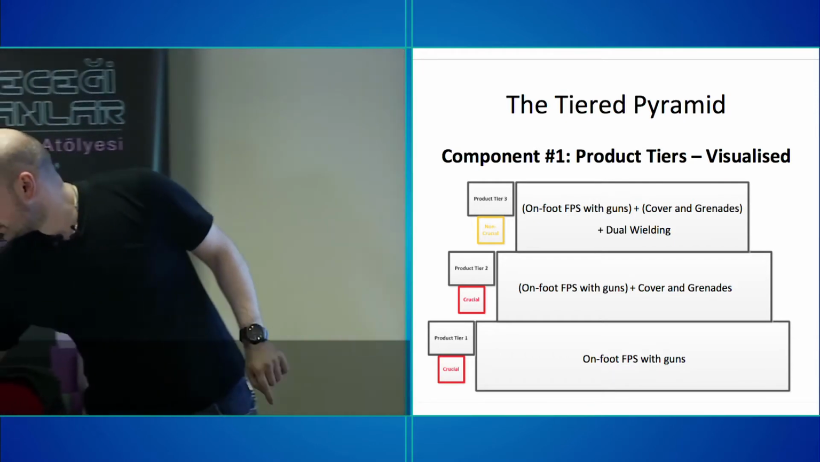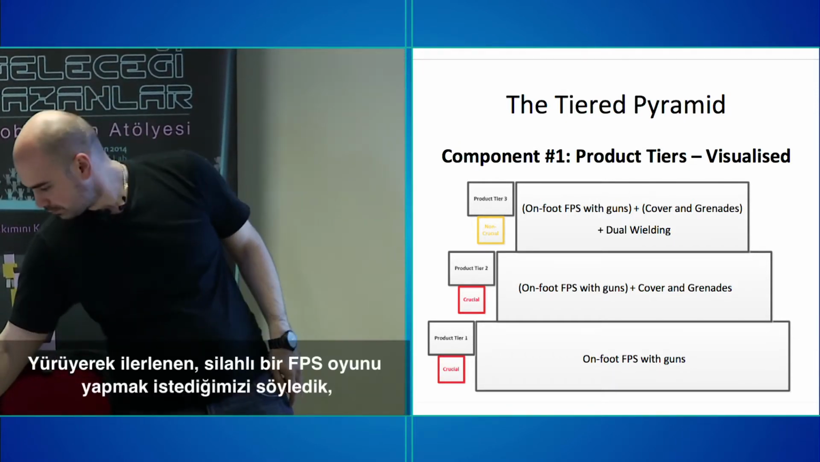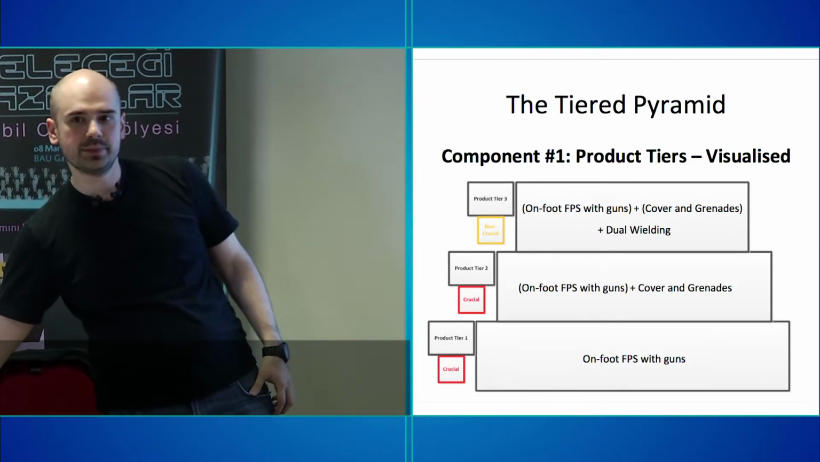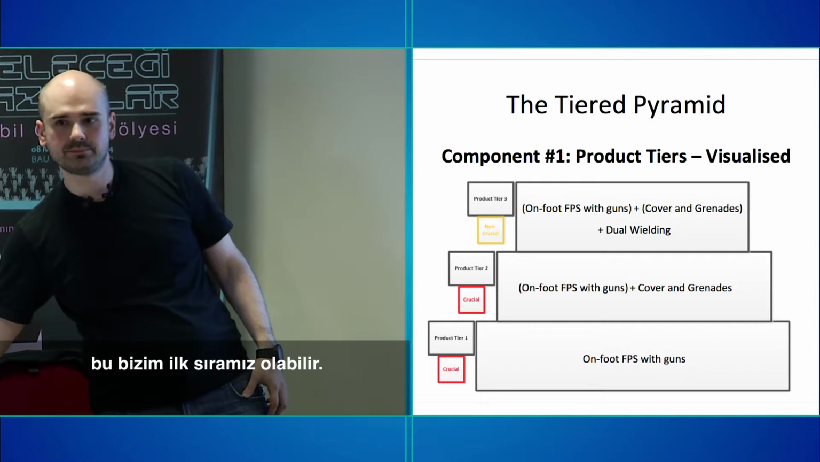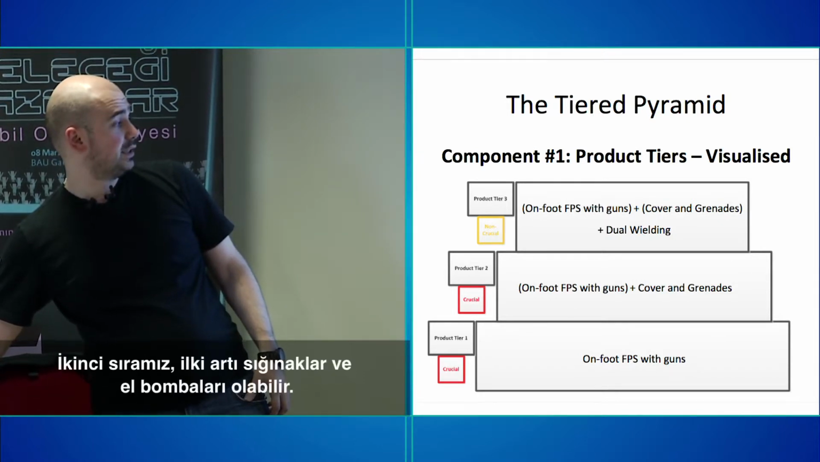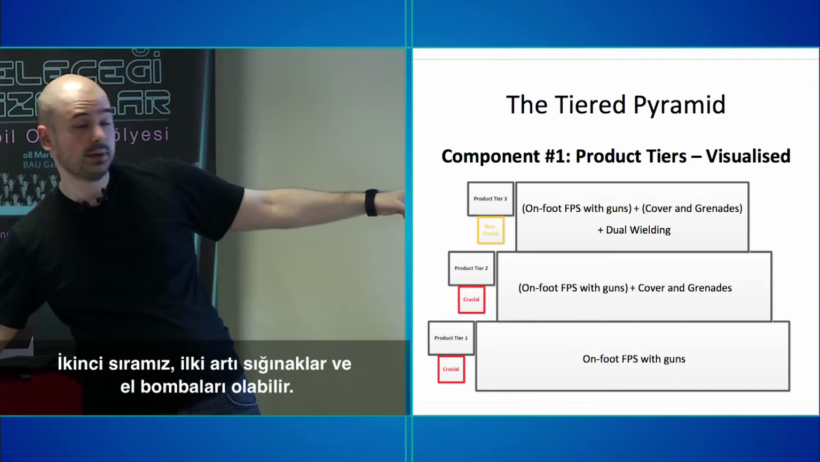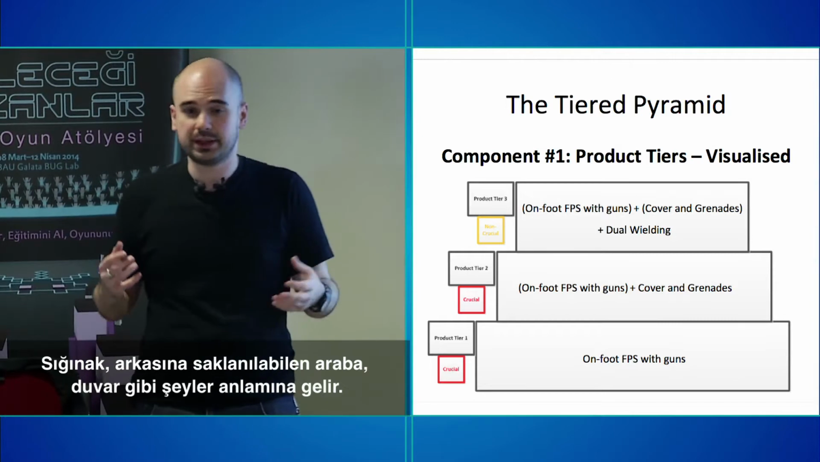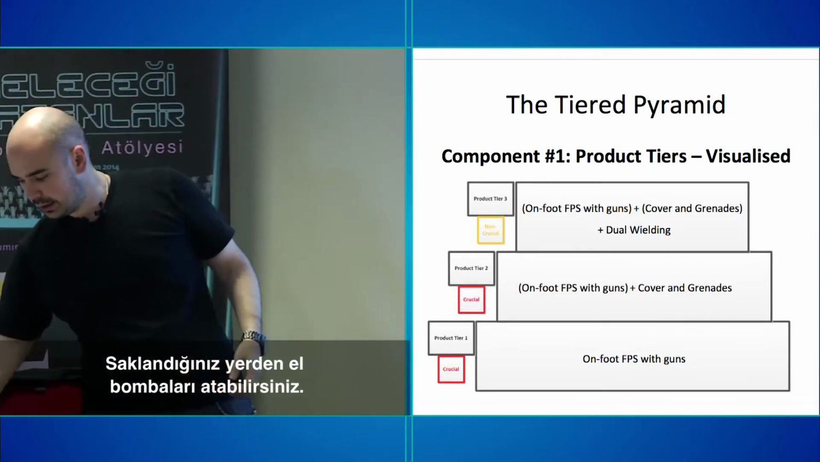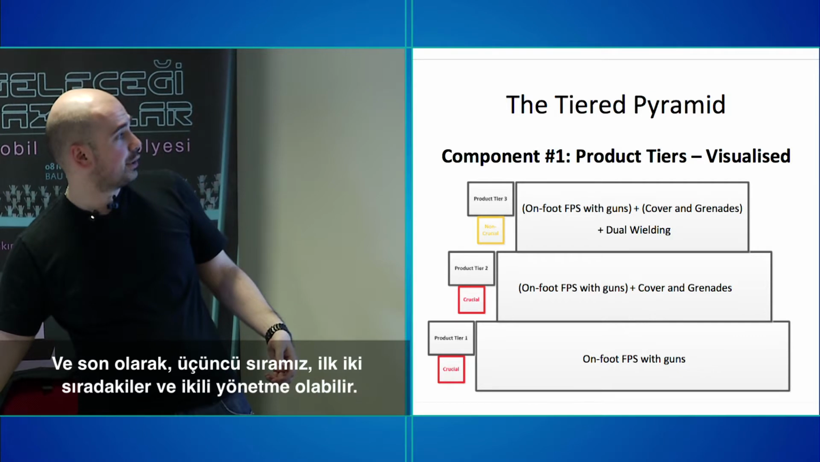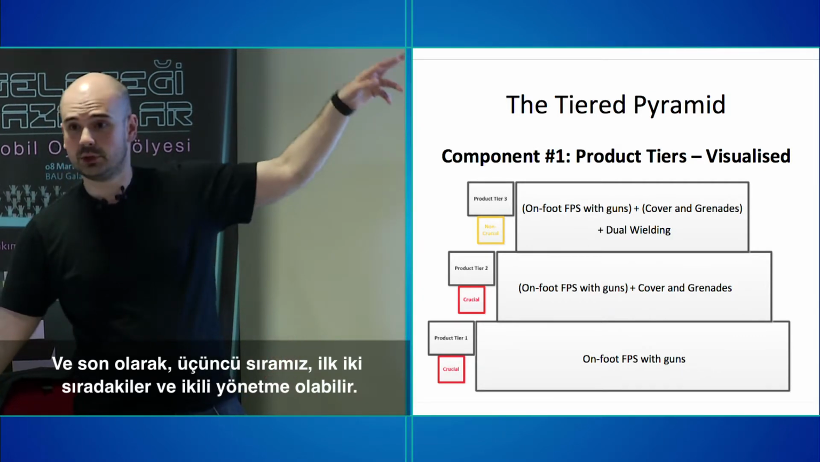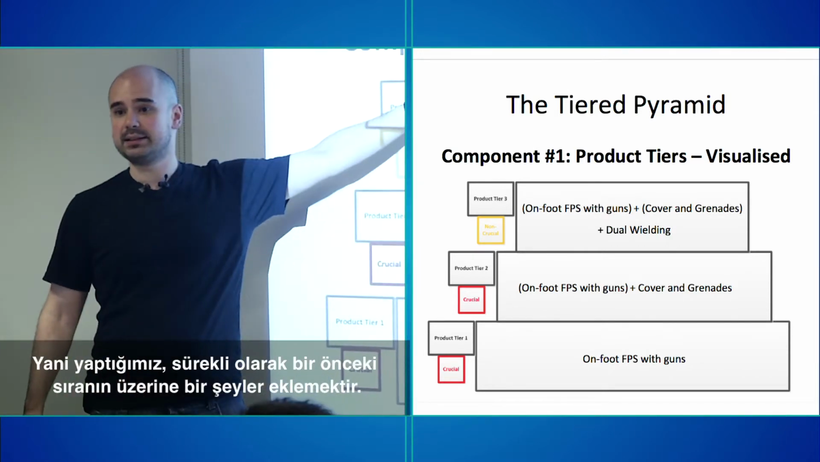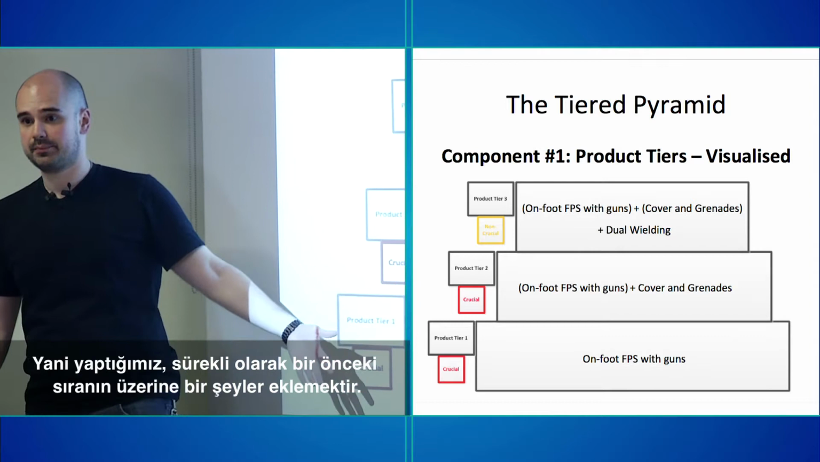So in this example, we said we wanted to make an on-foot first-person shooter with guns. That can be our first tier, right? Our second tier can be that plus cover and grenades. So cover means that you can hide behind a car or like some wall or something like that. And then you can throw grenades at other people. And then finally, product tier 3 can be those things plus dual wielding, right? So it's constantly adding stuff by building on the stuff that's already existing, right?